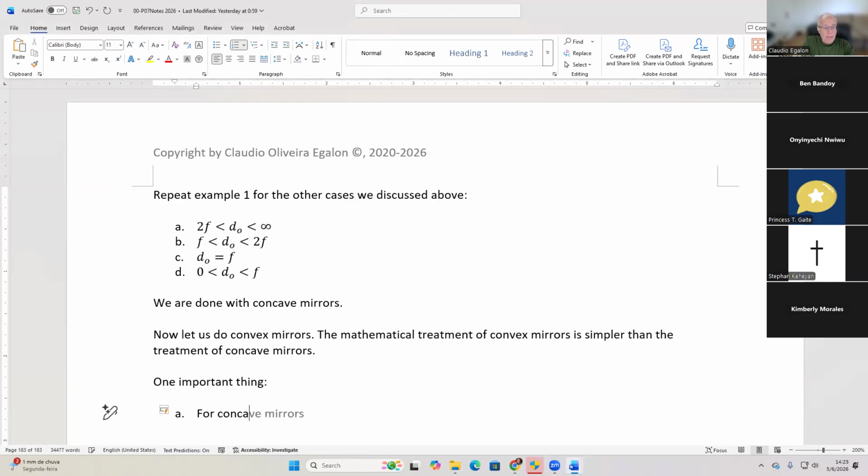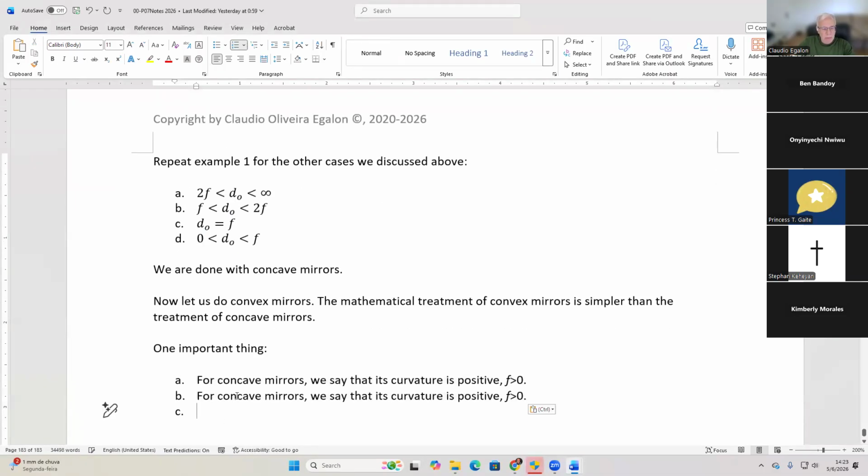For concave mirrors, we say that its curvature is positive. What does it mean? It means that the focal distance is going to be greater than 0, okay? Remember that, concave mirrors are positive mirrors. For convex mirrors it is the opposite. We say its curvature is negative, or the focal distance is negative, like that.